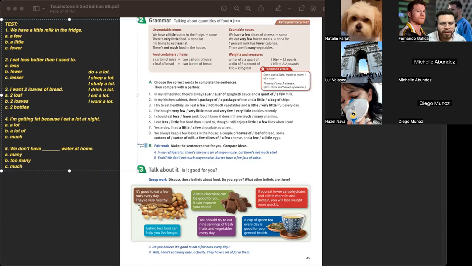Class, number 5. See, much weather. Exactly. Because much is for uncountable things and water is uncountable. Yes. One more question with this topic.